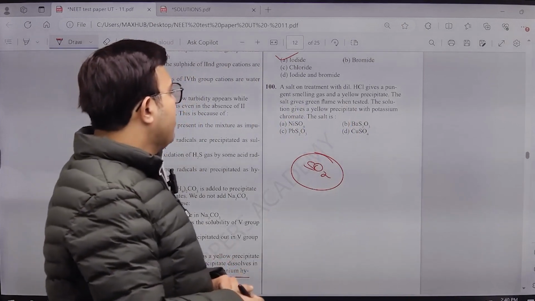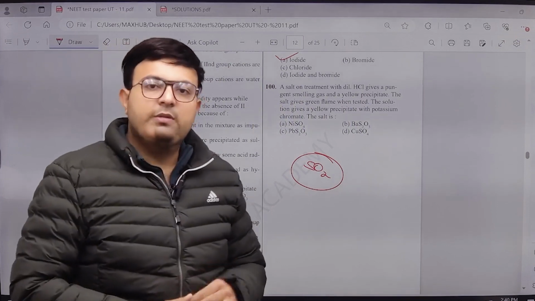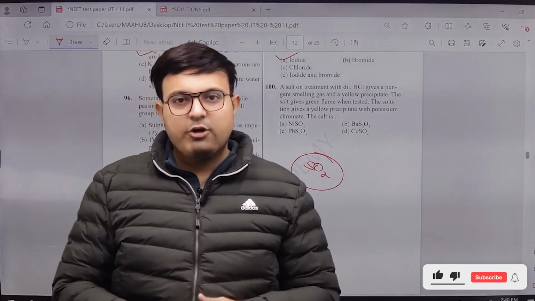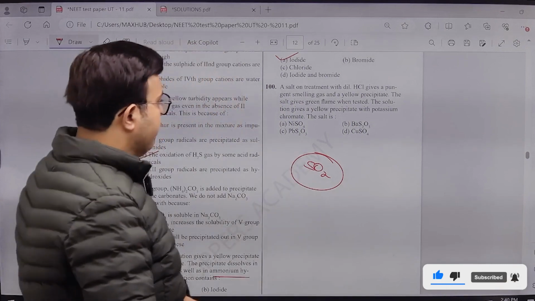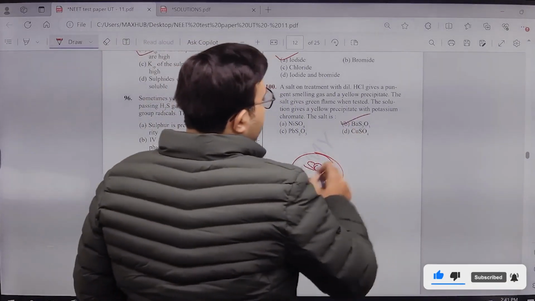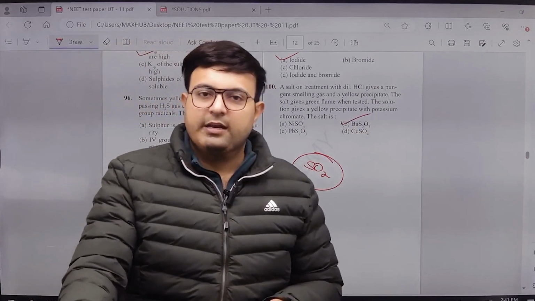Next test, the salt gives green flame when tested. So in flame test, which metal gives green flame? This is very common. Barium gives green flame in flame test. So the answer will become B, barium sulfite. So this is the correct answer.